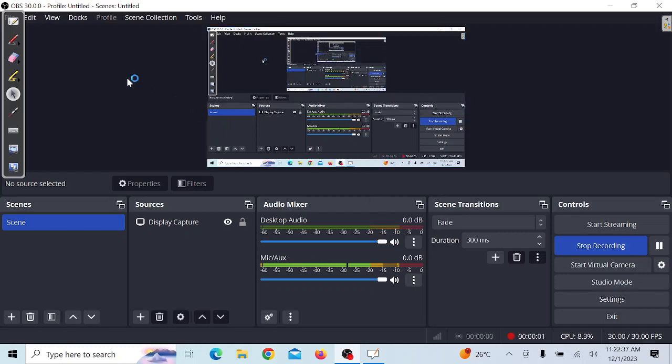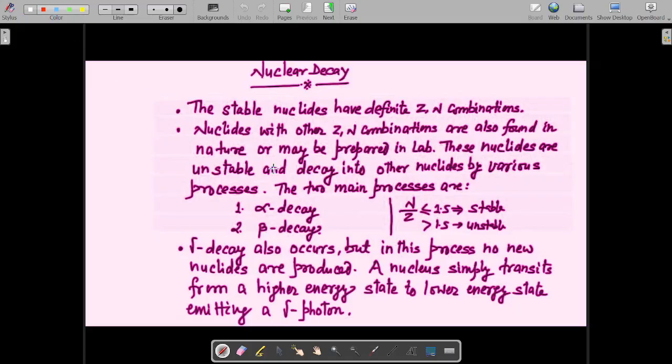Yes friends, welcome once again to the class, and today we are going to learn about nuclear decay. Let us start a new topic of ours, which is nuclear decay. In this new topic, we are going to learn about three types of decays: alpha decay, beta decay and gamma decay. We are going to learn about them in upcoming classes, and we are today starting with alpha decay, by the way.